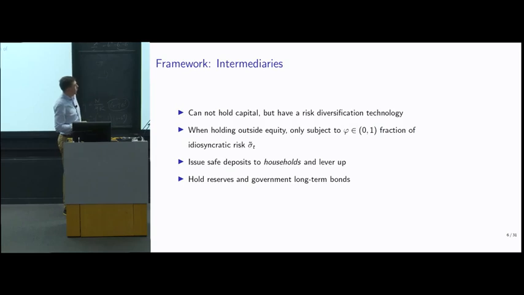The intermediaries also issue safe deposits to households and lever up. So the intermediaries are going to be leveraged. They're going to be exposed to some additional risk through this leverage. They will also hold reserves and long-term government bonds. And this is going to be the main policy rules. That is exogenous. So that is just a parameter, how much risk you diversify. Or better to say, how much risk you keep. So the smaller is the varTheta, the more you diversify, and the smaller is the risk that you end up being subject to.